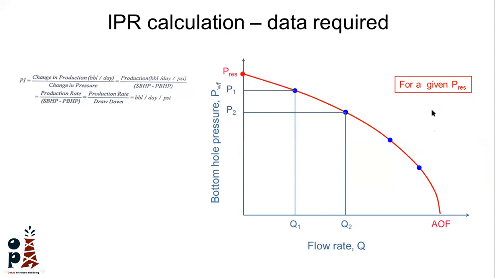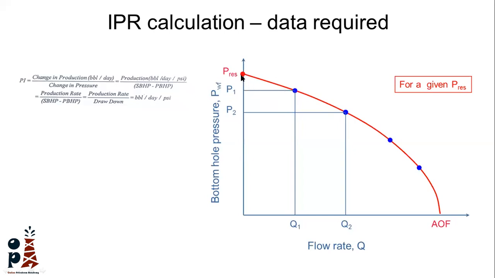So this is the IPR curve. As we said, we will go through it in detail. First, at this point, if the BHFP is the same as the reservoir pressure, this means there is no drawdown across the reservoir, so there is no flow. But as you decrease the BHFP, this means you are increasing the drawdown.